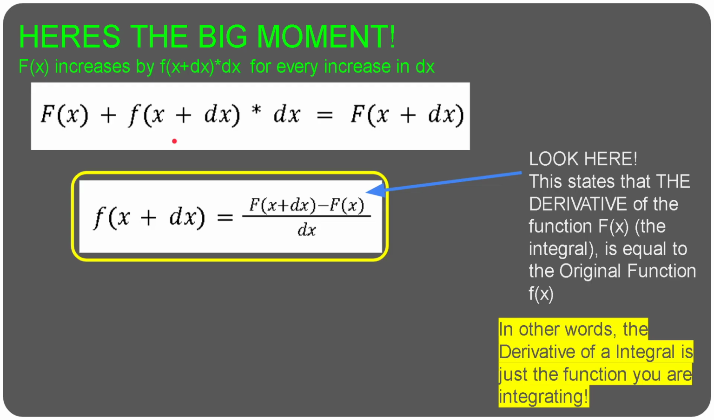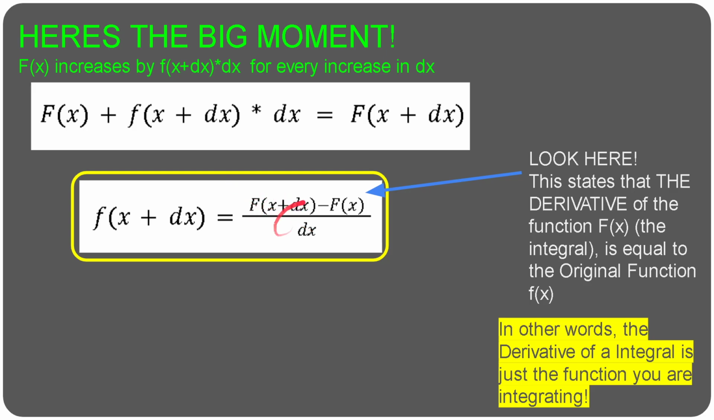Okay, so here's the big moment. As we went over, capital F of x increases by this for every single increase in dx. If you resolve this equation and solve for f of x plus dx, a little tiny accumulation of change, you find that this is just a derivative of the function capital F of x, right? We have the original function plus a little bit of change, dx, minus the original function, divided by that tiny amount of change. That's literally the definition of a derivative.